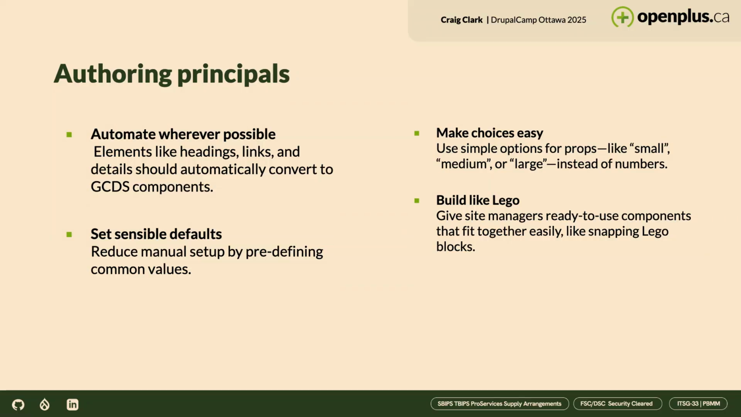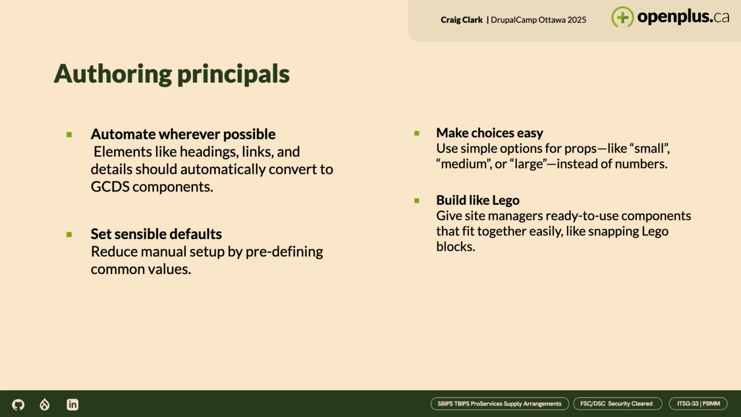So we came up with some authoring principles, we'll call them. One is automation wherever possible. If there's a way we can make it work for the user to do a thing without the user having to do anything at all, we take that approach. And I'll show you an example of how we're doing that. So automatically we'll convert things to GCDS components, if that's an option. If it's not an option, there's some components that have more properties, and you have to make some decisions. So if you're authoring a component, we set up predefined defaults for you.